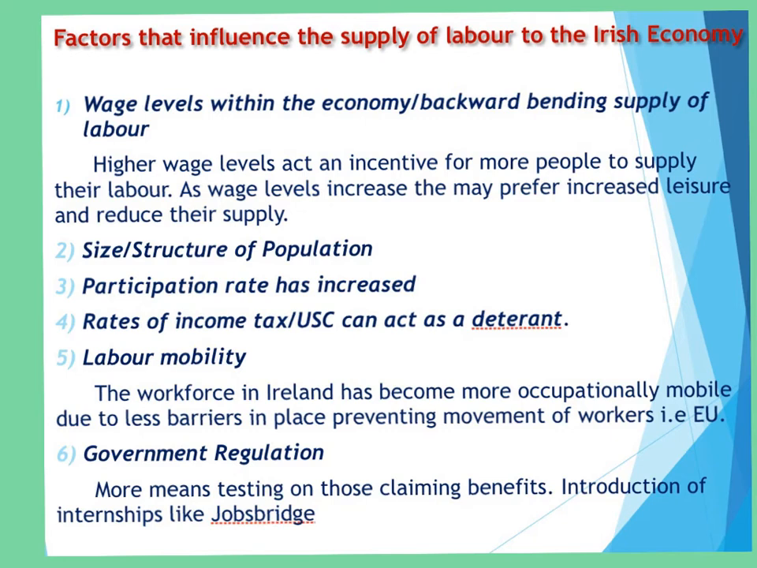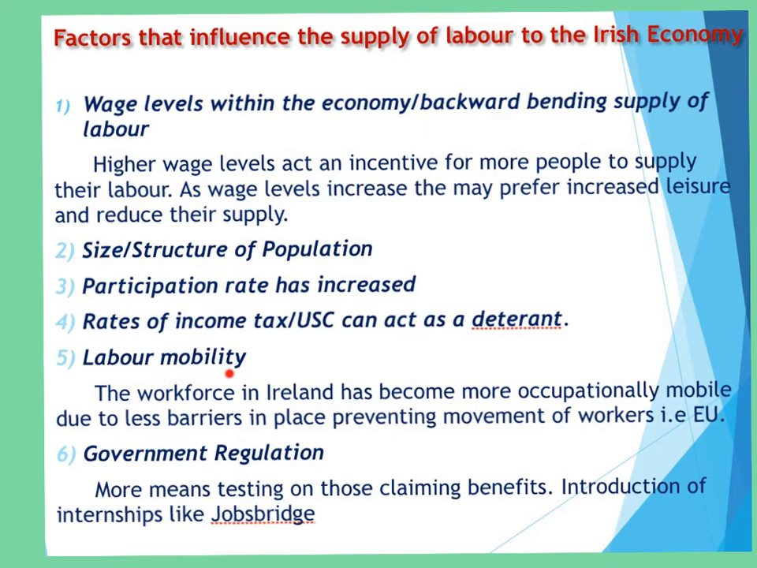We've talked about the fact that the rates of income tax, or USC, can act as a deterrent. So that just means that it can put people off from working if they feel that they're going to be paying too much income tax. So for example, if they work so much that they push into that 40% income tax bracket, then they may decide to work fewer hours to come back out of it.